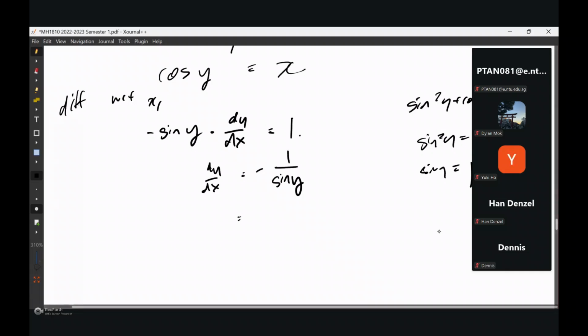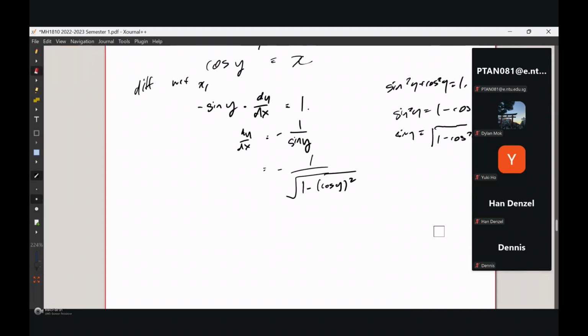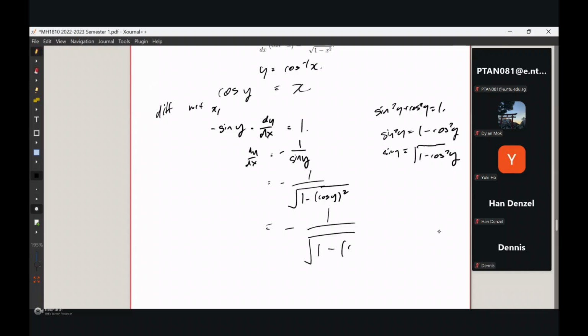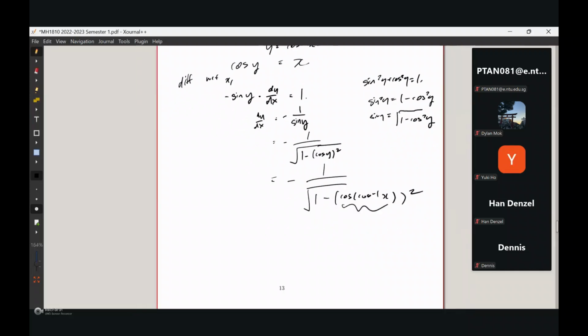Okay, so here we have negative 1 over the square root of 1 minus cosine squared y. Cosine squared y is written like this, cosine y squared. And because y is cosine inverse x, we have 1 minus cosine of cosine inverse x, squared. So this part here will cancel out. We get negative 1 over the square root of 1 minus x squared.